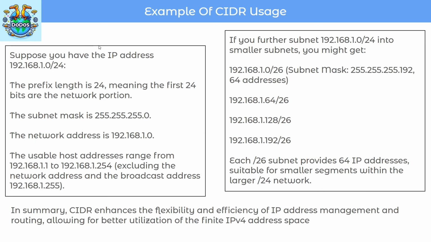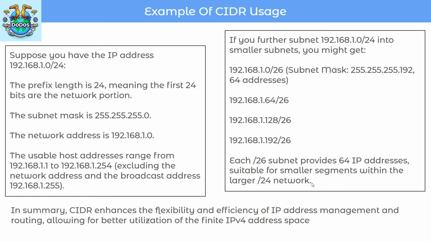An example of CIDR usage would be, say you have this IP address. The prefix length is 24, which means the first 24 bits are in the network portion, which means the subnet mask looks like this, the network address is that, and the usable host addresses range from this to this, excluding the network address and broadcast address, of course, because you need those for the next address. If you further subnet this, you could get smaller subnets, which are /26. So each /26 network provides 64 IP addresses suitable for smaller segments within the network. So you're just breaking it down.